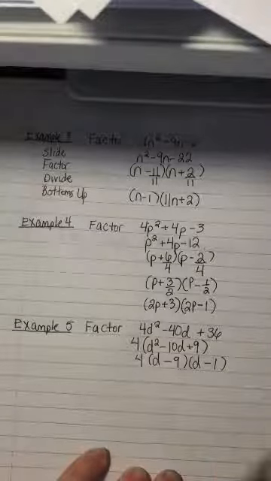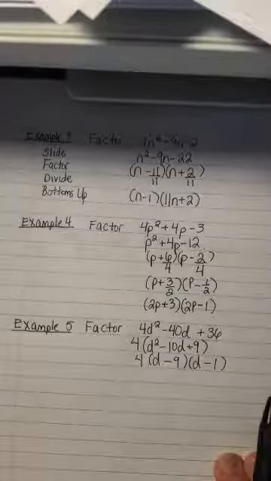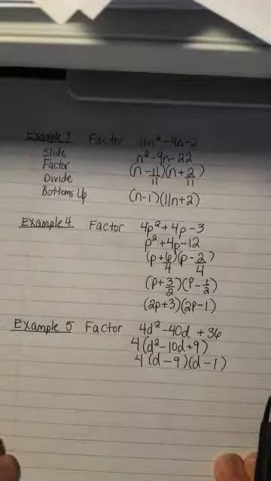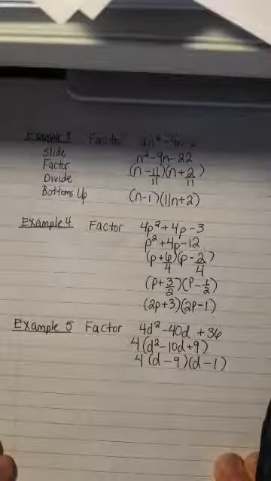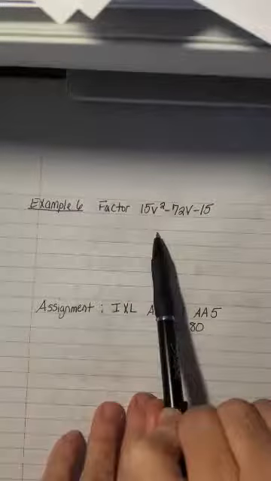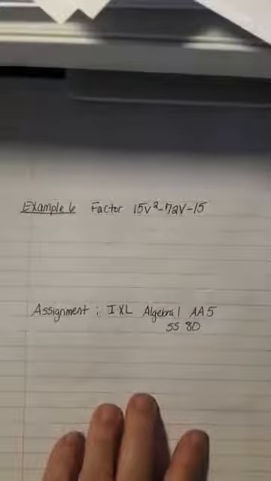And we have another example on the back. Okay, so turning over to our last example, example 6. Factor 15v squared minus 72v minus 15.